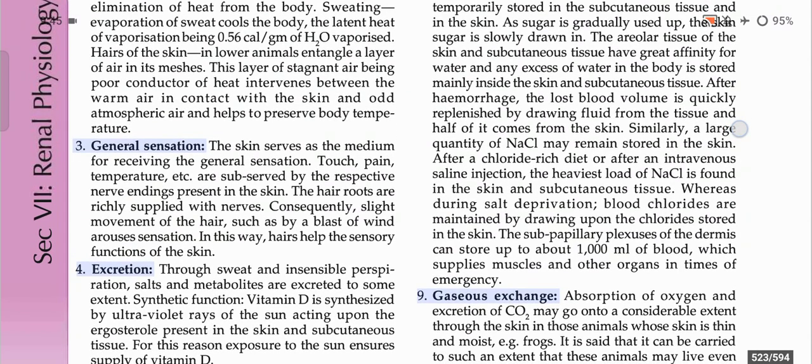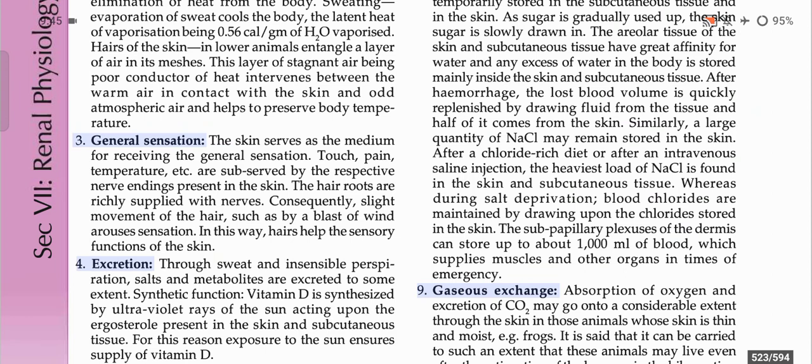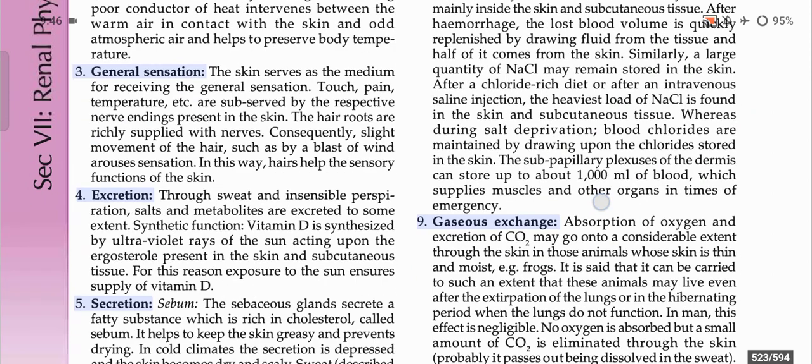Now, general sensation. The skin serves as the medium for receiving general sensations like touch, pain, and temperature, which are subserved by the respective nerve endings present in the skin. The hair roots are richly supplied with nerves. Consequently, slight movement of the hair, such as by a blast of wind, arouses sensation. In this way, hair helps in the sensory function of the body.